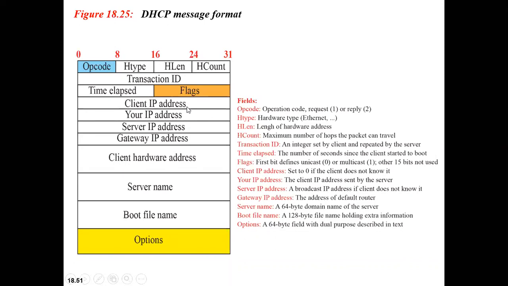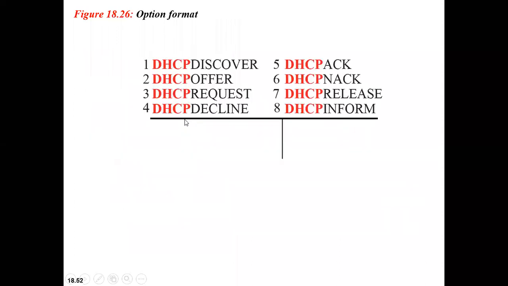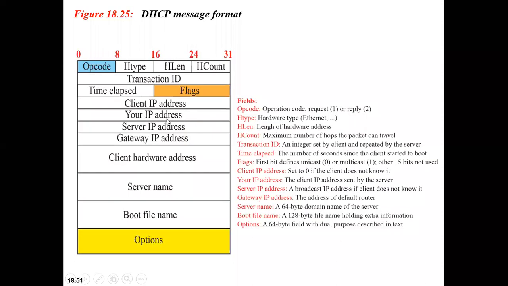Clear? Next is client IP address. Client IP address is basically set to 0 initially, because the client does not know what its IP address is. This will be set by the server whenever the server responds. Then your IP address. Your IP address is the client IP address sent by the server. Clear? So client IP address: here we don't know the IP address, so it is usually set to zeros. Your IP address is a client address set by the server.